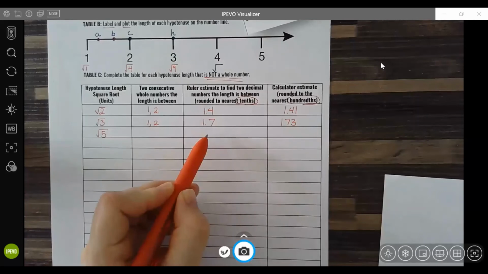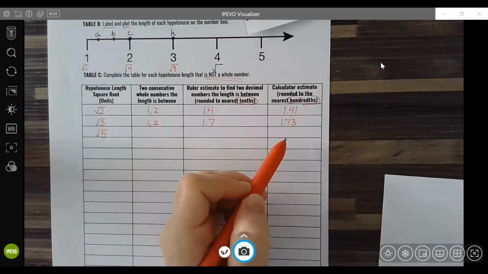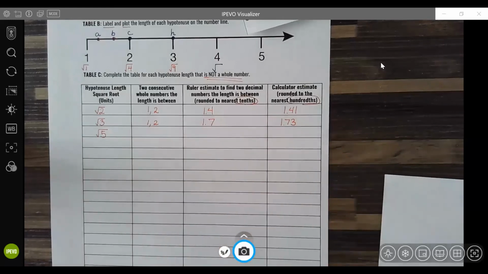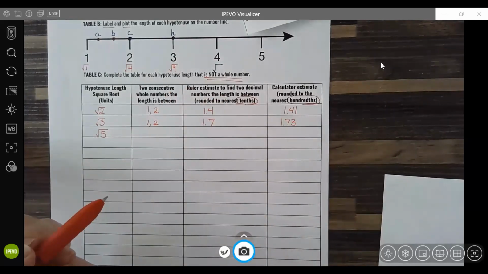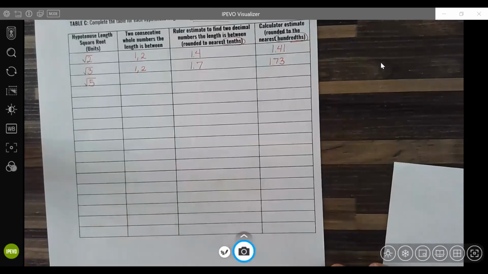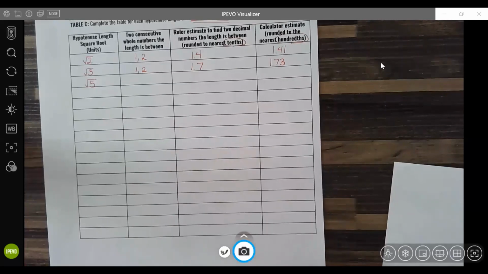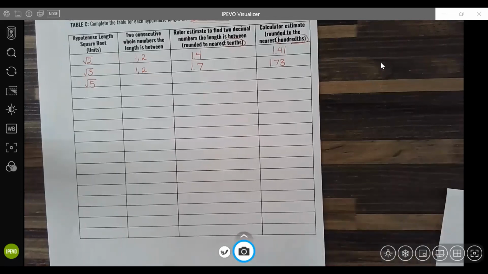Again, your ruler estimate is where you might run into that issue. Your calculator estimate to the nearest hundredth will also be pretty close to exact. And so just recognize that this ruler estimate is starting to seem off. That's understandable. I just want you to note where that happens and write at the bottom that you know it's because of human error, okay? I want you to at least recognize that something has happened that's causing that number to not be exact or to be off from what you know to be true. And that's how you complete Table C.